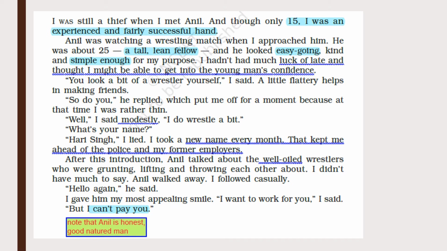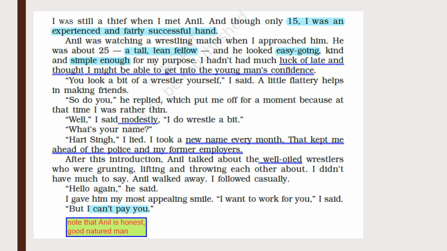Now in the old days, people used to stand and watch wrestling matches on the road, in open areas, even if there was no stage. You must have seen old Hindi movies where people make a circle and they watch any show, any antics of an animal or a human, and then they pay the money to those presenters. So Anil was watching a wrestling match when I approached him.